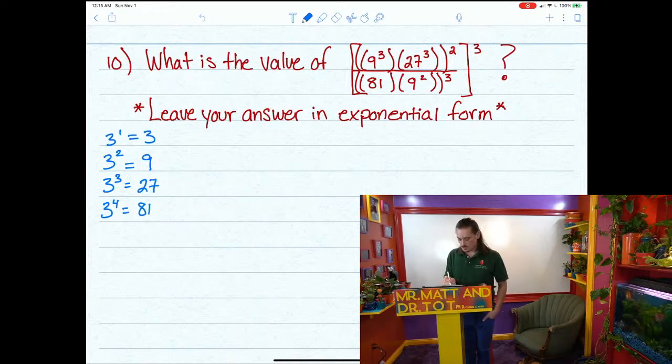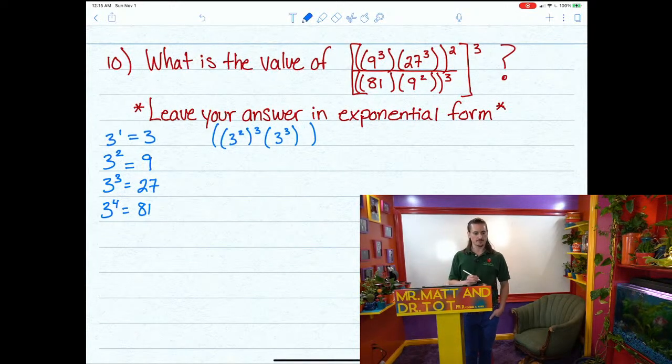But that's the numerator. The denominator, instead of 81, I'm going to write 3 to the fourth power. And instead of 9, I'm going to write 3 squared. Now that's still squared because the 9 was squared. And then we have the quantity cubed. And this whole thing is inside of brackets. That is quantity raised to the third power. So we got a lot going on here.